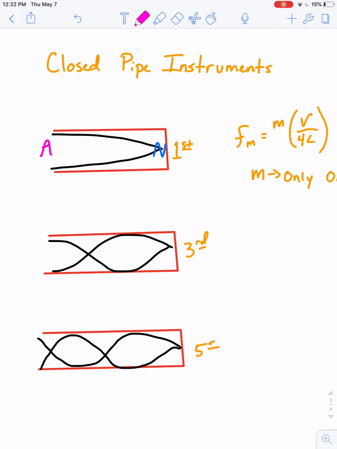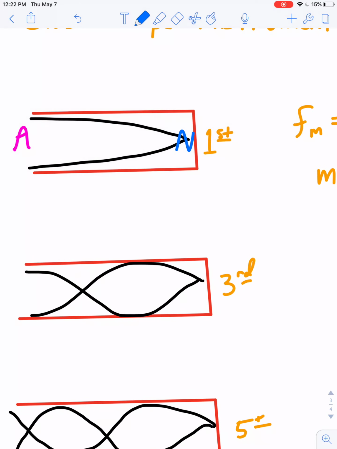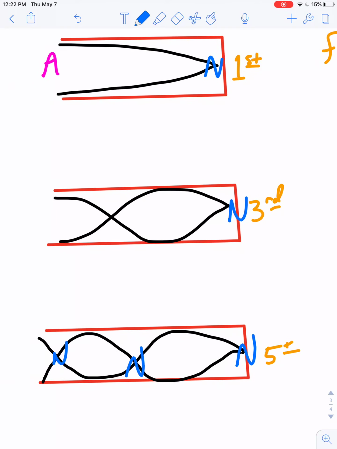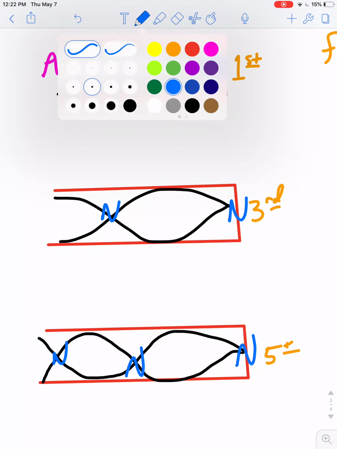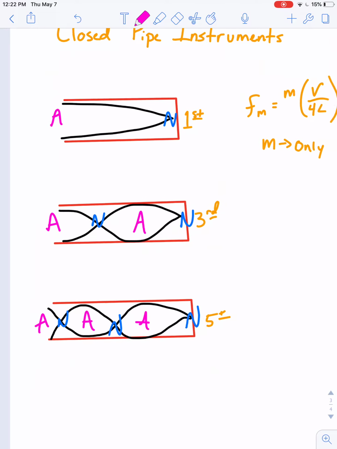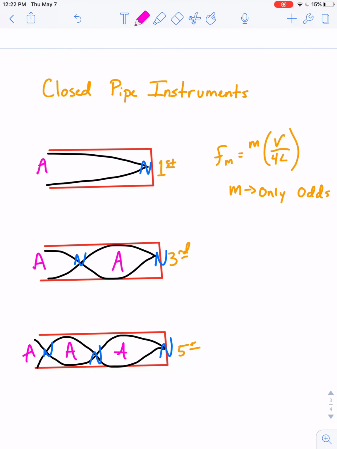Again, notice there's always a node at the closed end. Oh my god, that was writing A's. Node, node, and then there's a couple other nodes within that. Antinode here, antinode at the end, always an antinode at the end of the pipe, and a node at the closed end of the pipe. An example of a closed-ended pipe instrument would be an organ. So that is it.